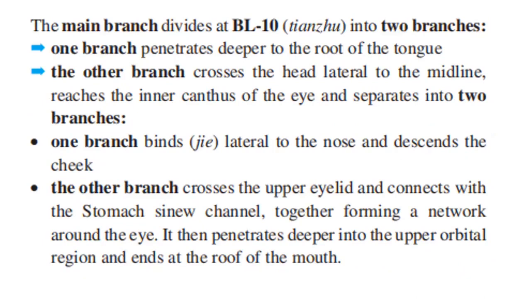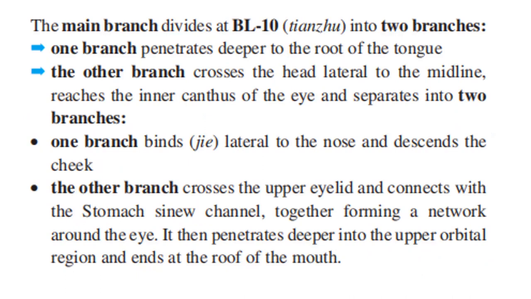The main branch divides at bladder 10 into 2 branches. 1 branch penetrates deeper to the root of the tongue. The other branch crosses the head lateral to the midline, reaches the inner canthus of the eye, and separates into 2 branches. 1 branch binds lateral to the nose and descends the cheek.